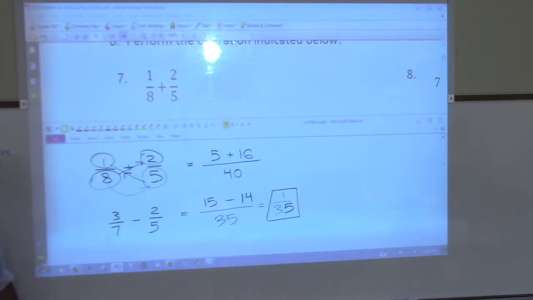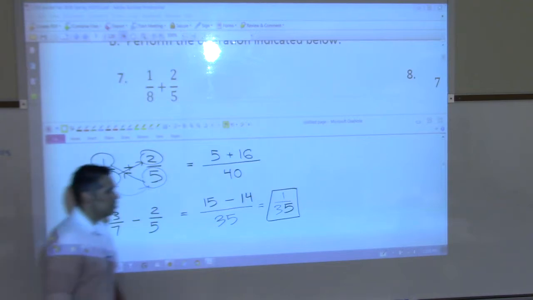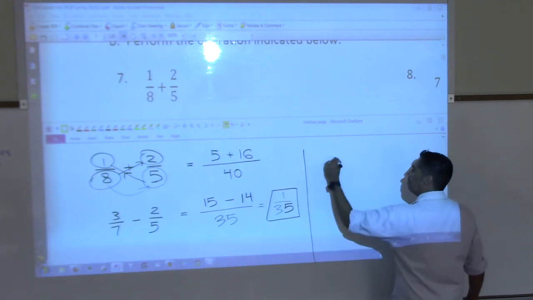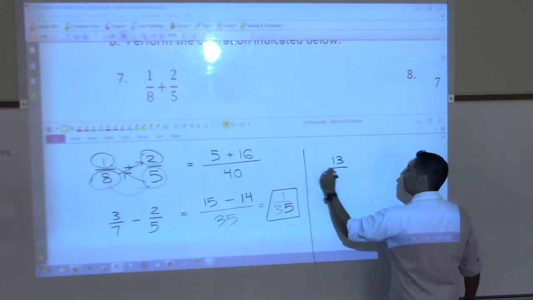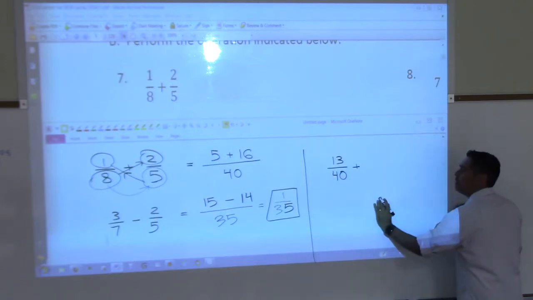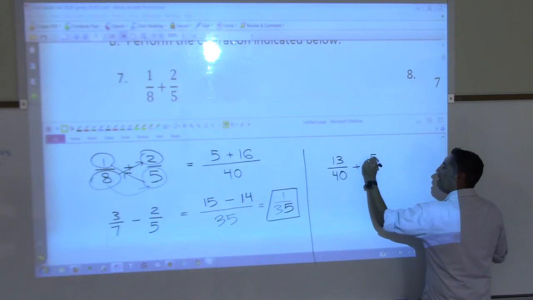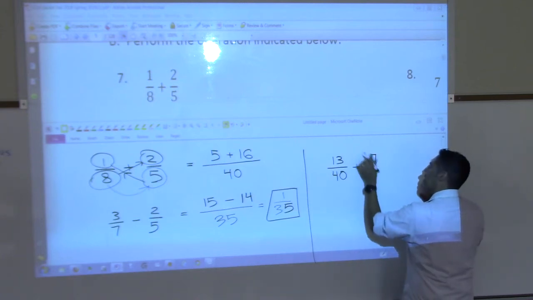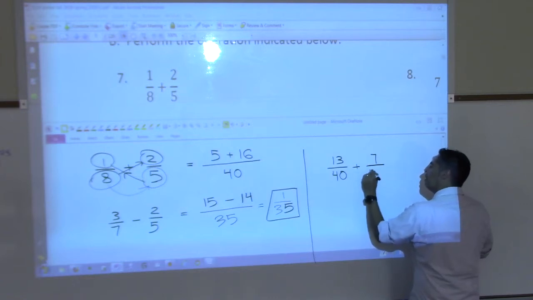Now, there are times when this would become, let's say, messy. Let me just show you. What if I had 13 over 40 plus, let's go 7, I'll make that a 7, over 20.